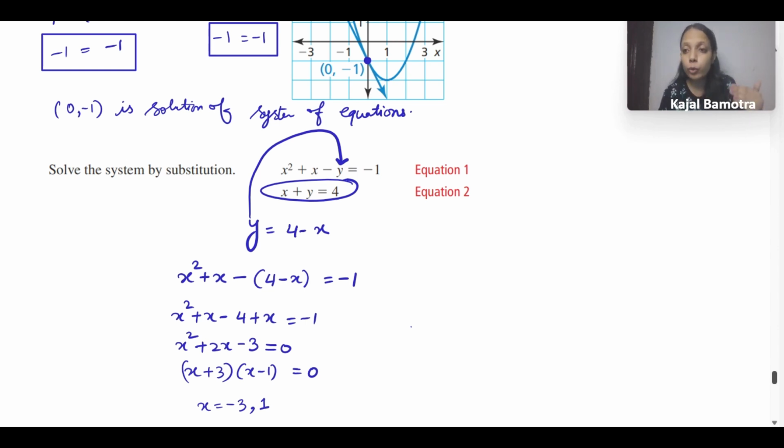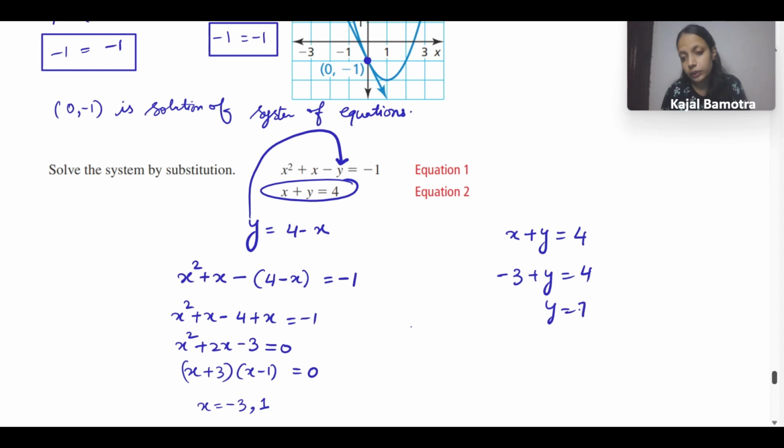As you have 2 x values, you will get 2 y values. So I am substituting negative 3 here. x plus y equals 4. Substitute x as negative 3.